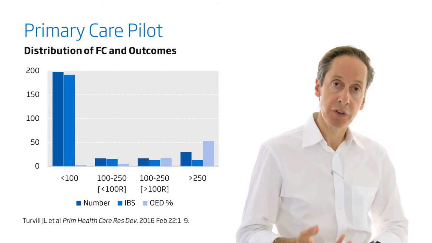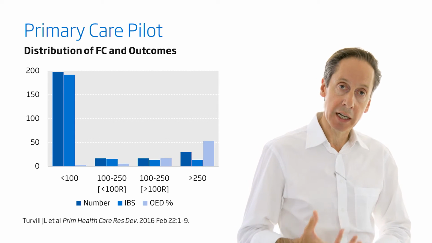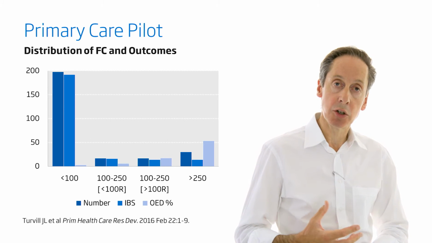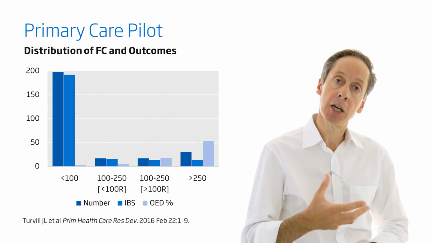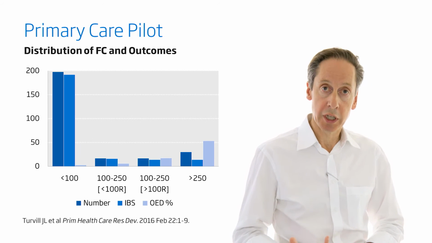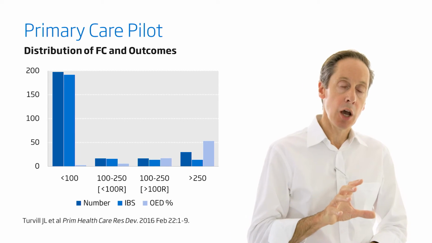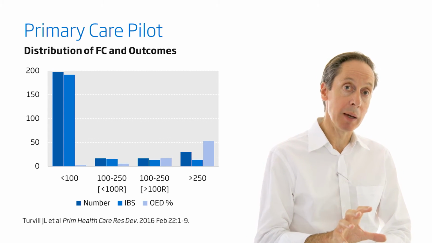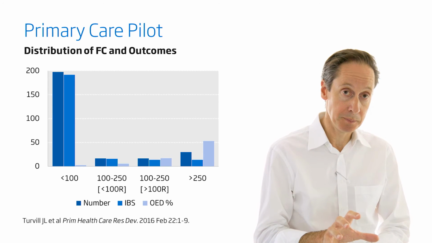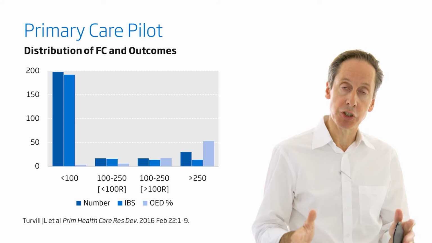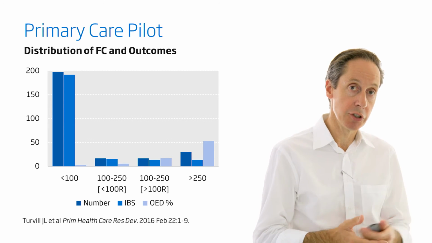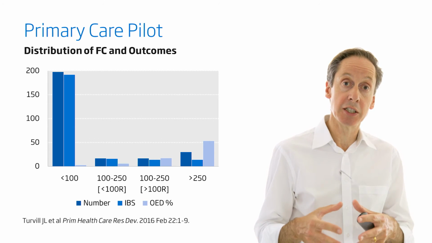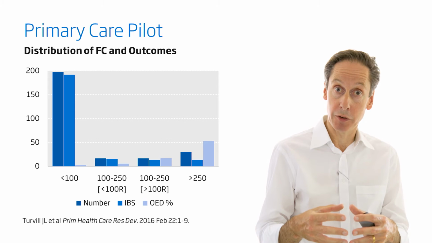GPs were encouraged to use fecal calprotectin testing as they felt clinically appropriate after baseline investigations had been performed and when there was diagnostic uncertainty as to whether the patient had inflammatory bowel disease or the irritable bowel syndrome. And we repeated the test when the calprotectin came back in the intermediate zone. So we had 3 groups of patients: those with a fecal calprotectin less than 100, those with a fecal calprotectin greater than 250, and those with a calprotectin in the intermediate range, 100 to 250.